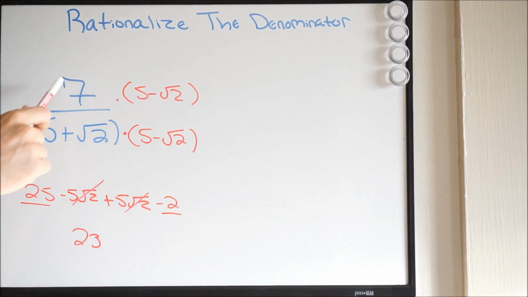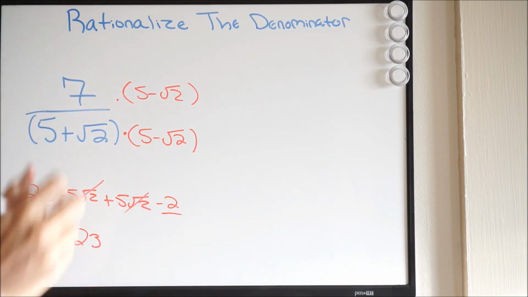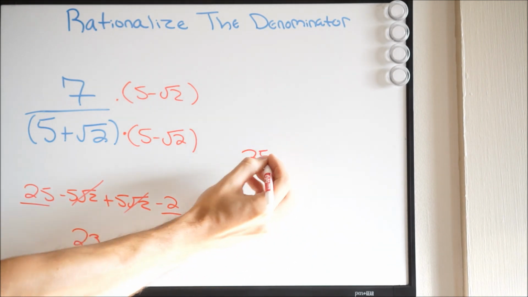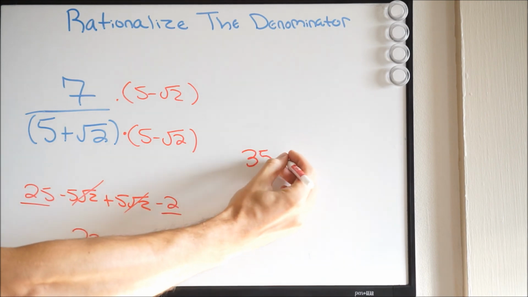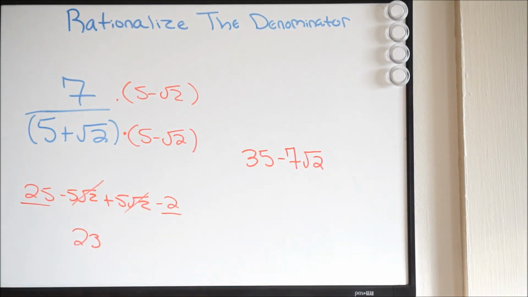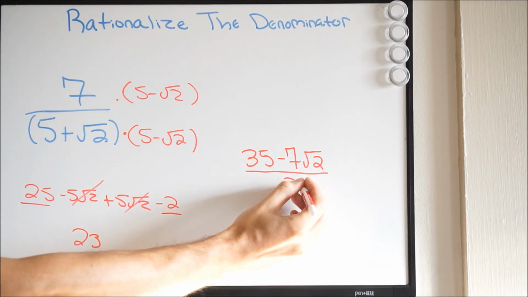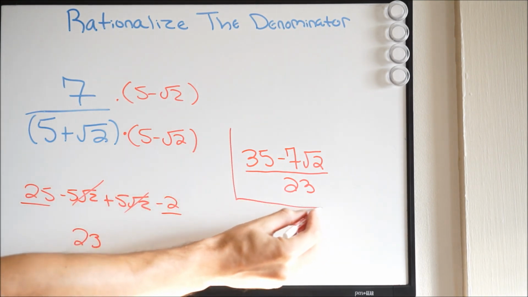And if we look at this right here, all we have to do is distribute this 7 to each one of our terms. So we do 7 times 5, we're going to get 35. And then 7 times a negative square root of 2 will give you negative 7 square root of 2. And this is all going to be over 23. So in this case, we just went ahead and rationalized the denominator. This here would be your final answer.